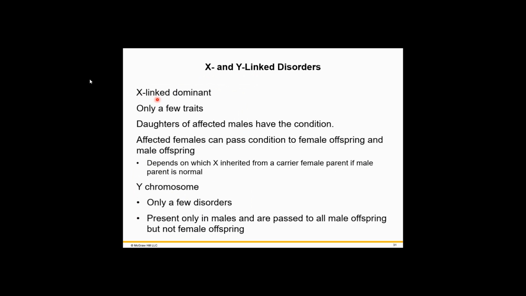Look at an X-linked dominant disorder. The daughters of the affected males will have the condition, because if the male has it on his X chromosome, and we know it's a dominant trait, it's only going to have to show up on one of her X chromosomes for her to have the disorder. So affected females can pass the condition to female offspring and male offspring, but the daughters of affected males will always have the condition. If it's the Y chromosome, there are only a few disorders. They're present only in males and are passed to all male offspring, but not any female offspring, because of course females don't have a Y chromosome.